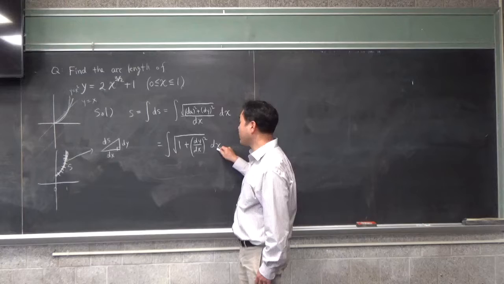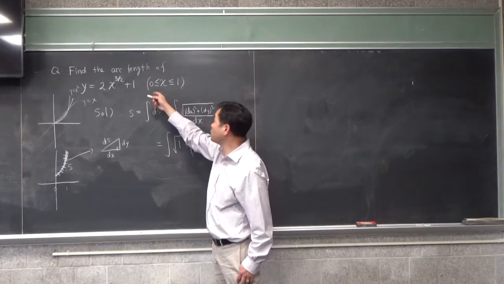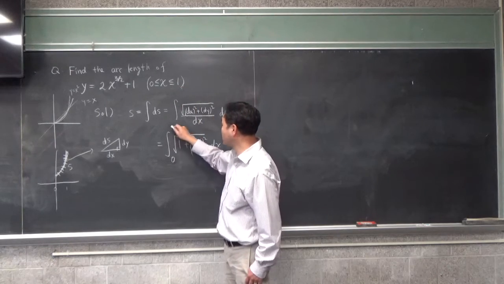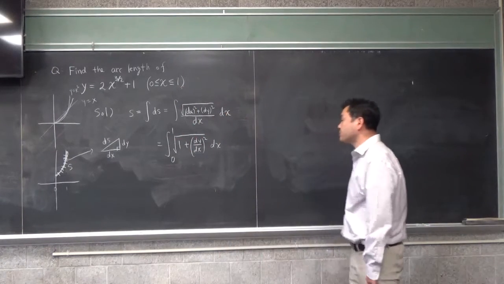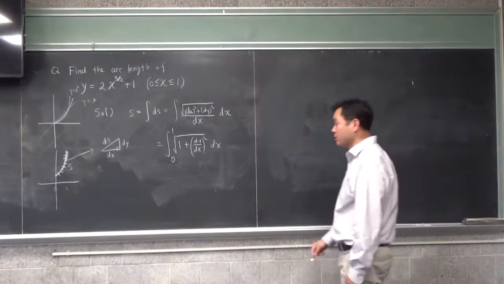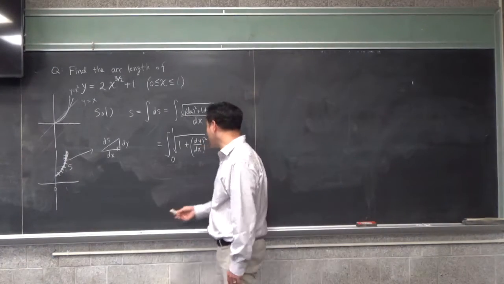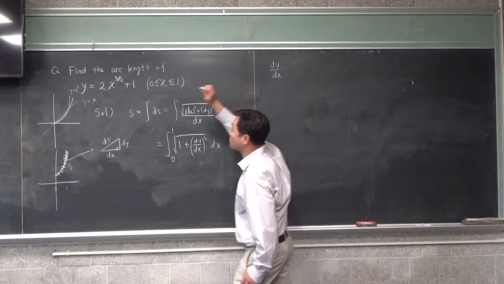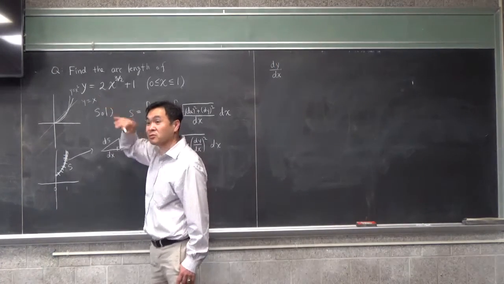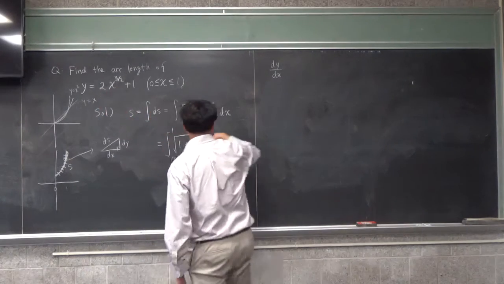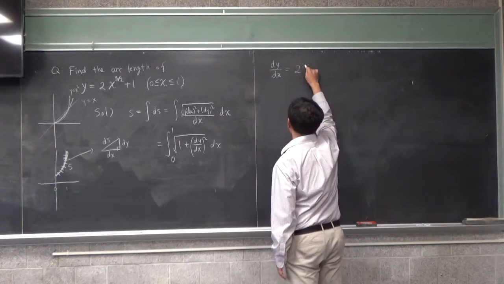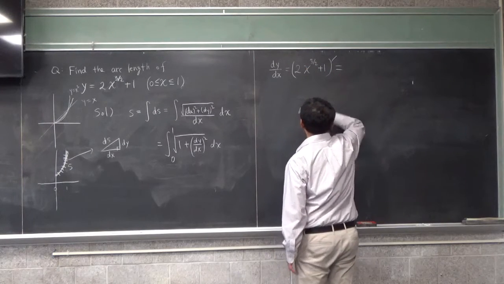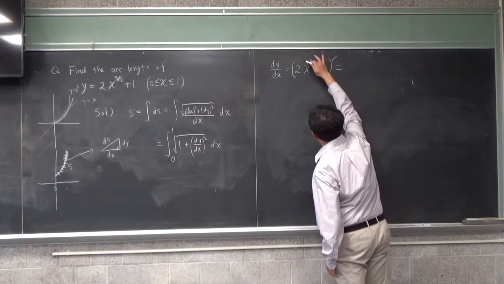And because x in this given, you have x between 0 to 1, so that will be the bounds for this integral, 0 to 1. And that's what we have to calculate. Now, what's the meaning of dy over dx? That means you're differentiating this, right? Dy over dx is the Leibniz notation of differentiating this. So we're going to differentiate this where the power rule says this comes down.